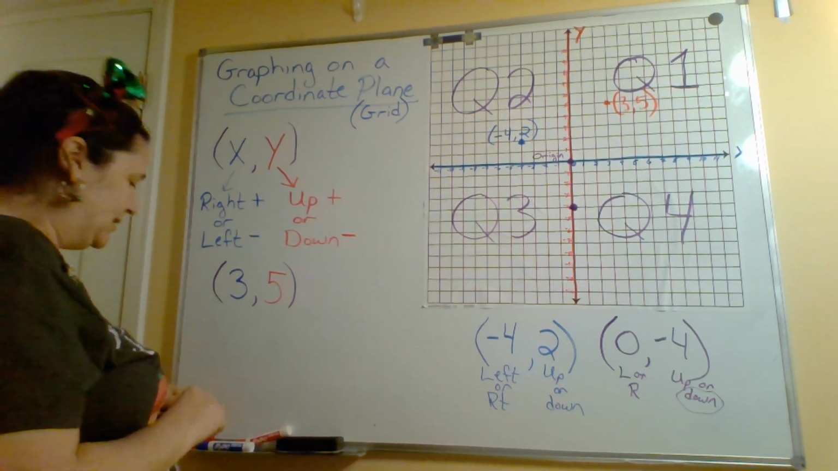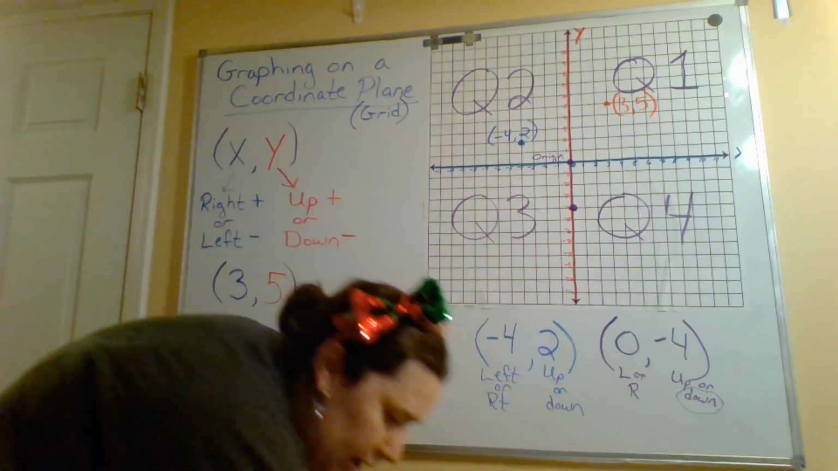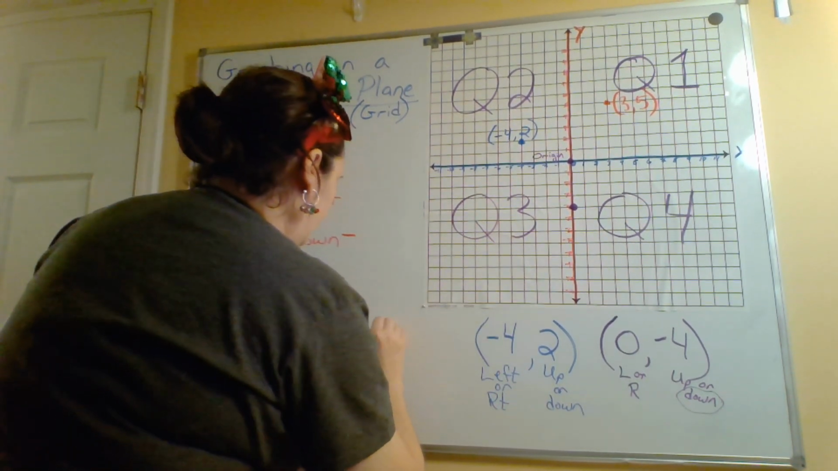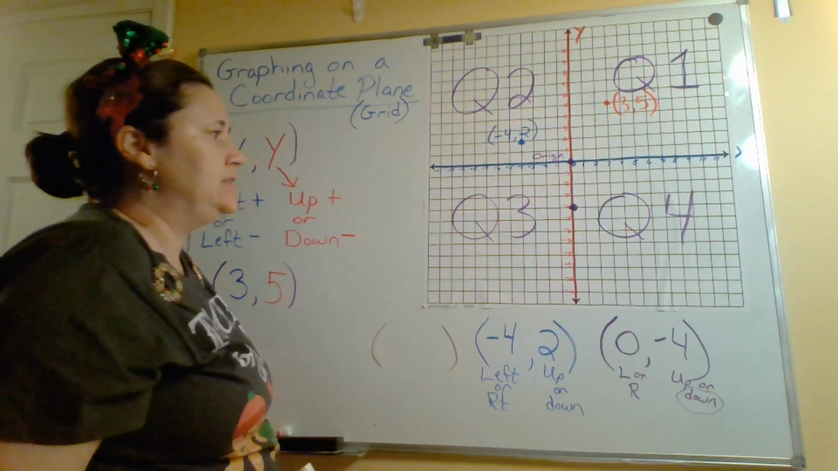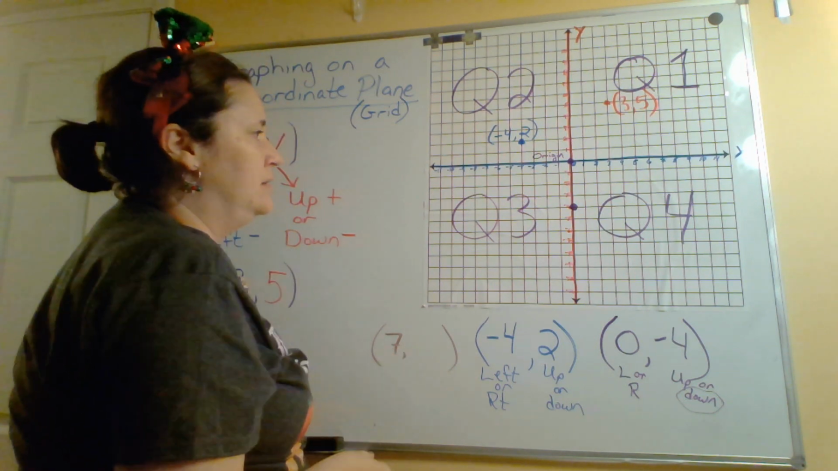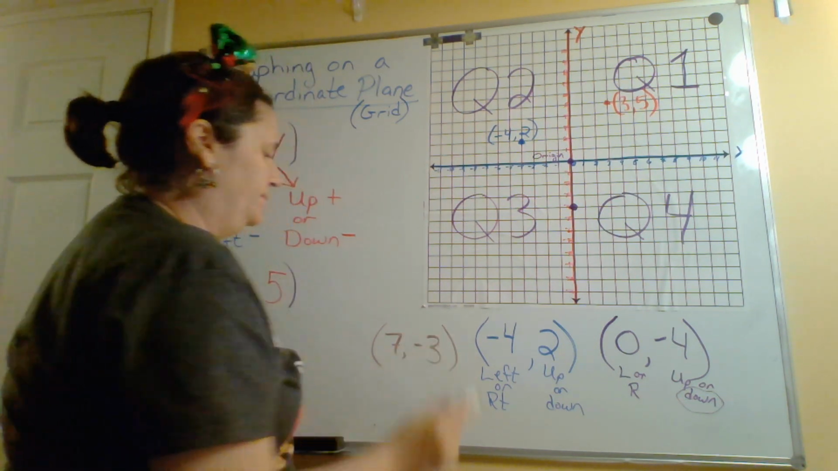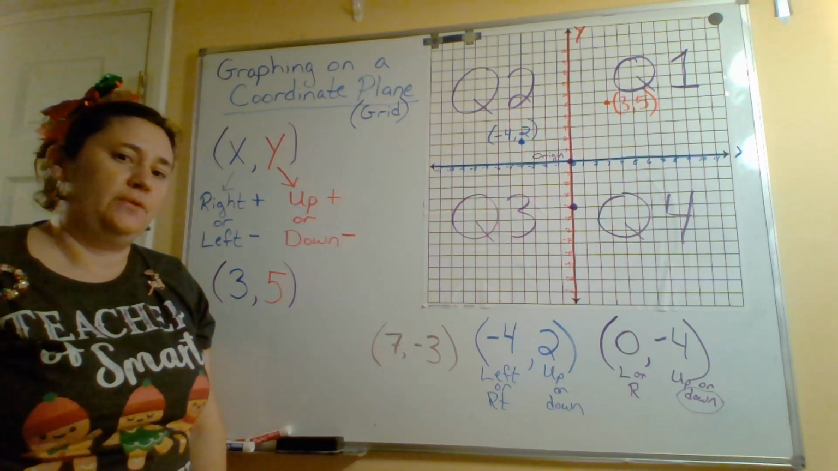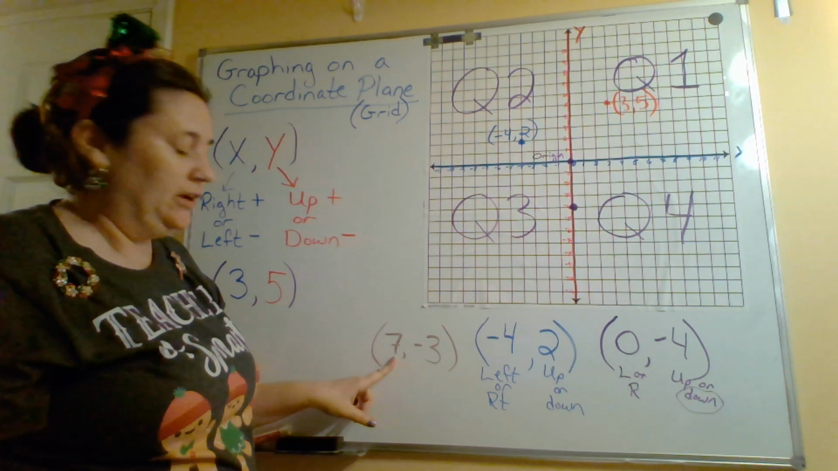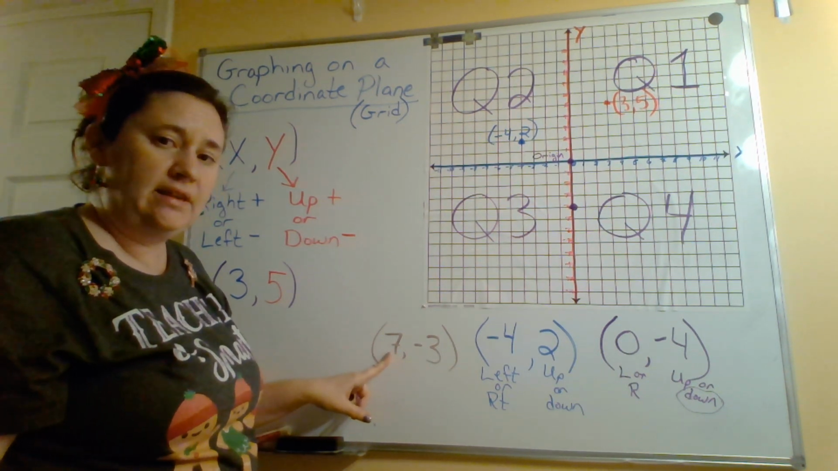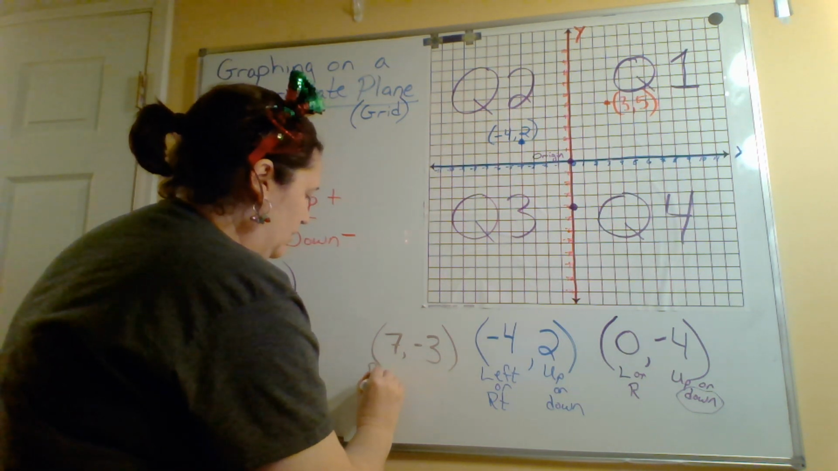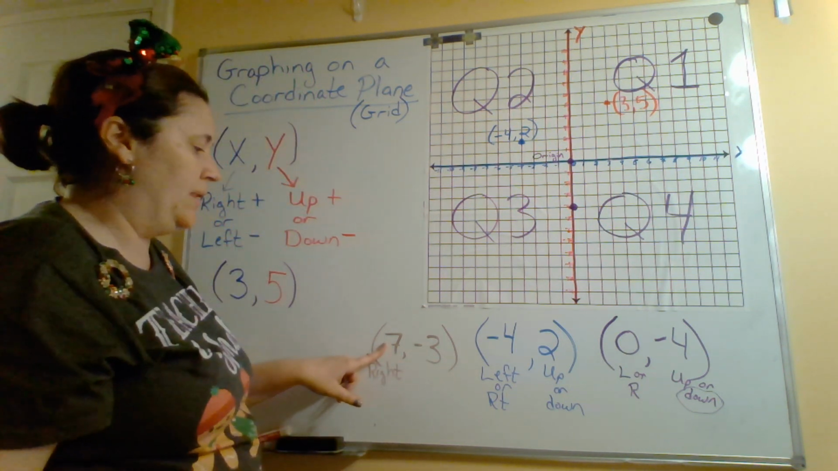Let's do one last example, but I need one more colored marker. I got brown. This will have to do. All right, let's do the point (7, -3). The first number tells me left or right. Am I going to go to the left 7 or to the right 7? I'm going to go to the right. The positive numbers go to the right.